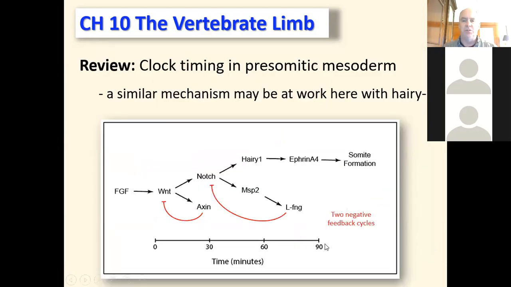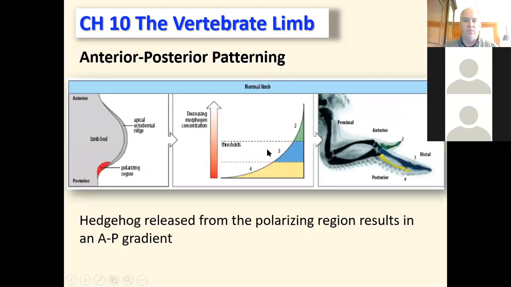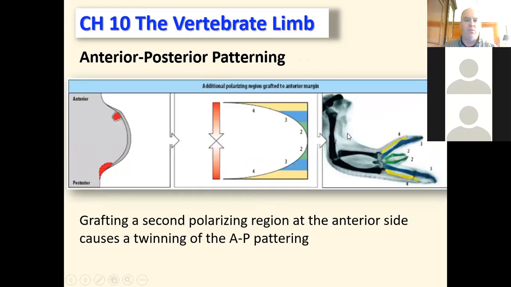And this is pre-somitic mesoderm, but it's just showing you how the clock works with FGF and Wnt and Notch. And so this is HARI1 in the limb, but it's HARI2, but it's a similar kind of thing. And now here's your AP patterning, which is coming from that ZPA, zone of polarizing activity, and it's releasing hedgehog. So you've got a gradient of hedgehog, and that's what's giving you the difference between the posterior side and the anterior side of the wing.